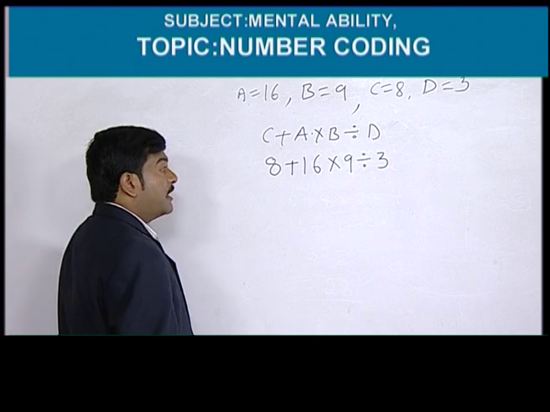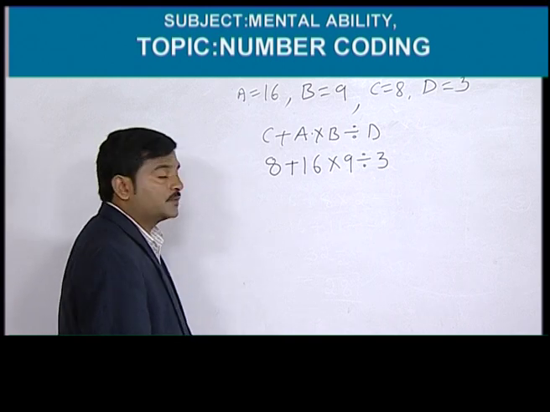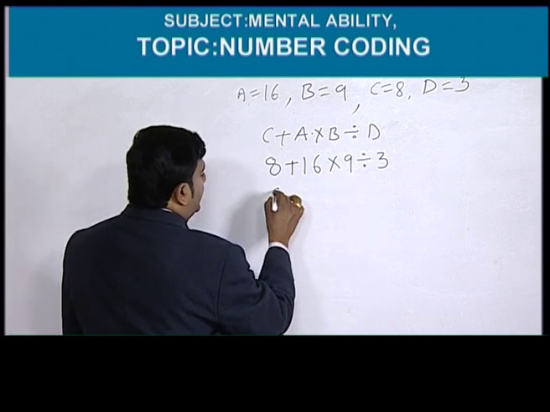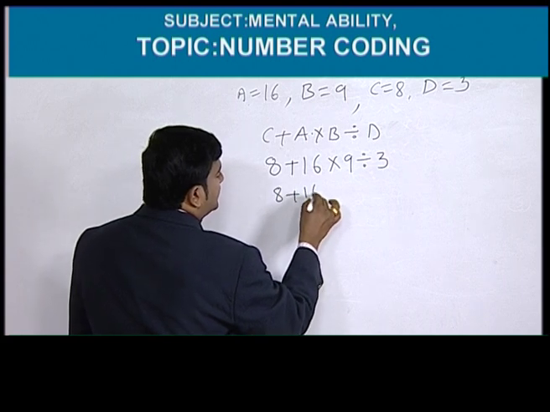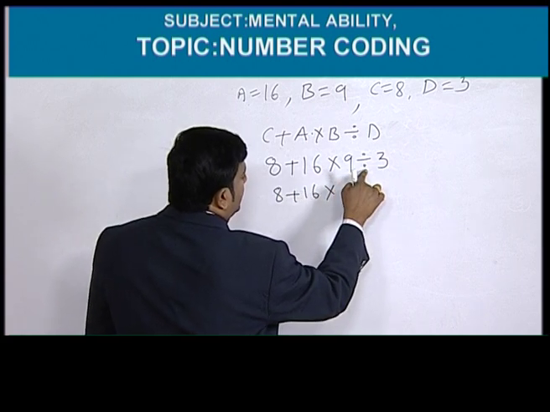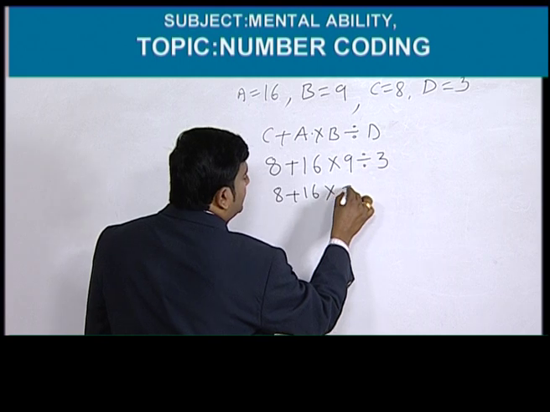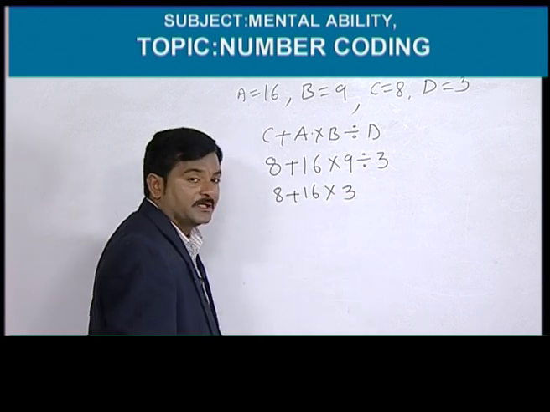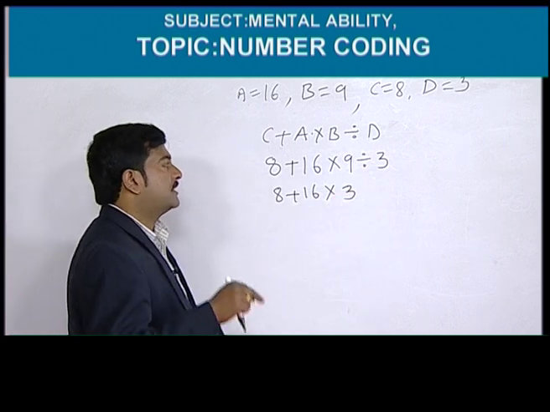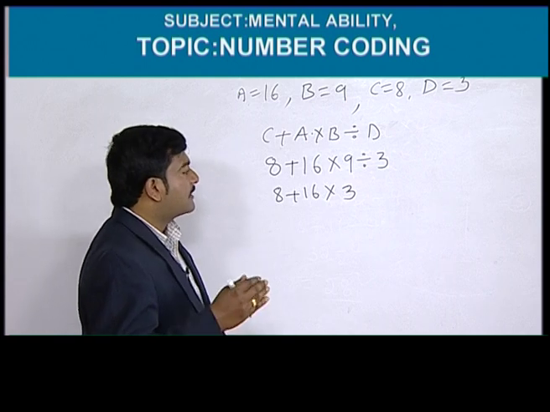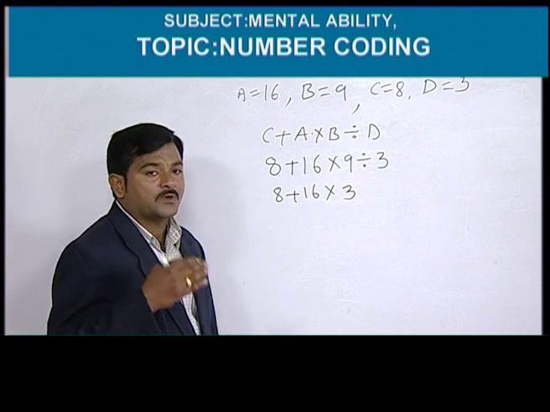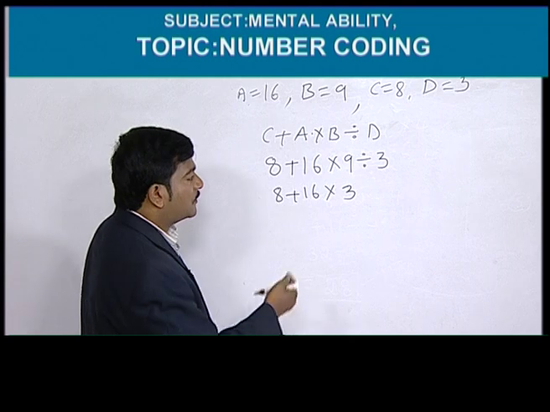Now apply the BODMAS rule for this. First of all, you have to do the division. So 8 plus 16 into 9 divided by 3. 9 divided by 3, how much am I getting? 3. Now I have only two symbols: one is addition, another is multiplication.